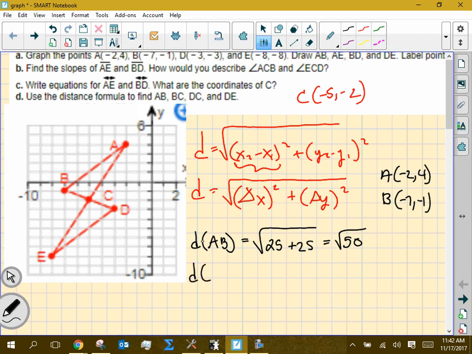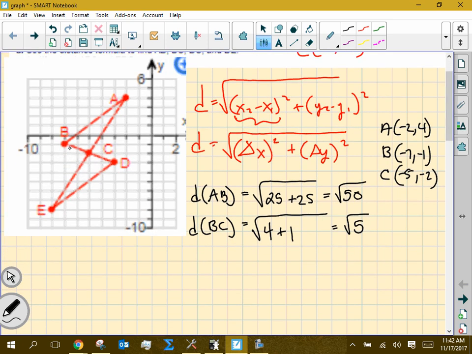The next thing is to find what, BC? So C is located at -5, -2. So -7 minus -5 gives me -2, right? Square that, you get 4. -1 minus -2 gives me 1. Square that, you get 1, right? So that distance is radical 5. Is that doable? Okay.